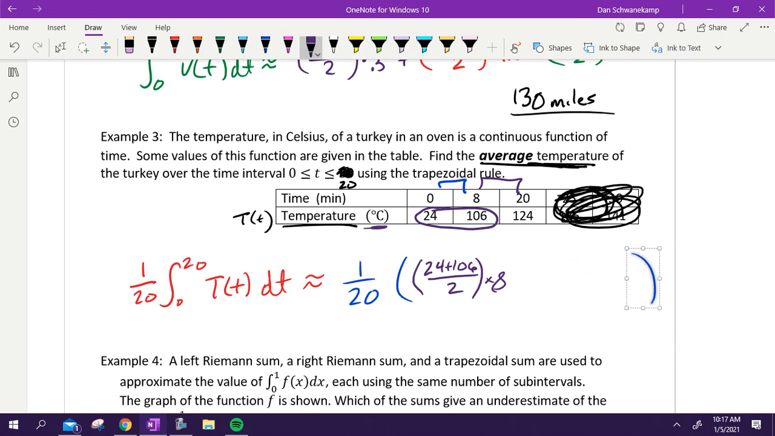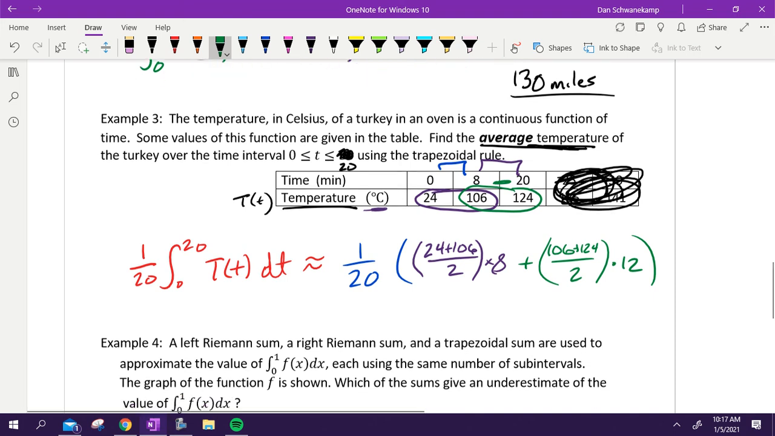And then I'm doing my second one here. Harley, what's the two heights for my next one going to be? What do I got to do with them? Yes, ma'am. And then what's my width going to be? What's the width? 12. Good. Because I'm going between those two. The width is 12. We add that up. That's my answer. I'm not going to do it. I'm just going to leave it. But that is the average temperature of the turkey during the first 20 minutes of it cooking. Questions there?